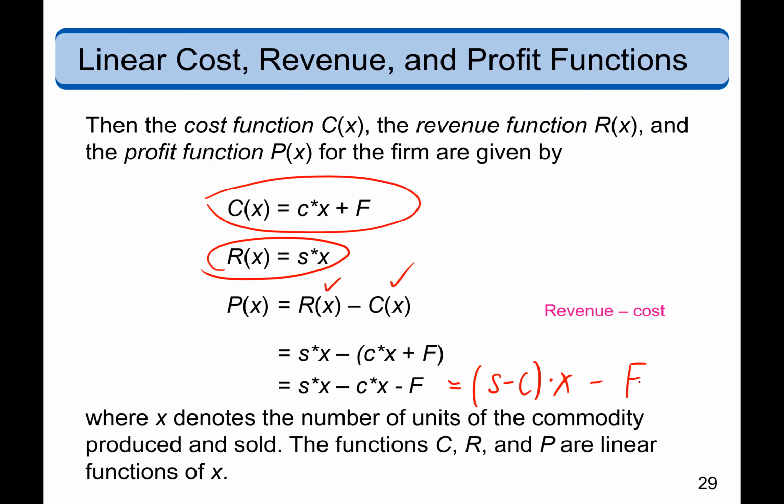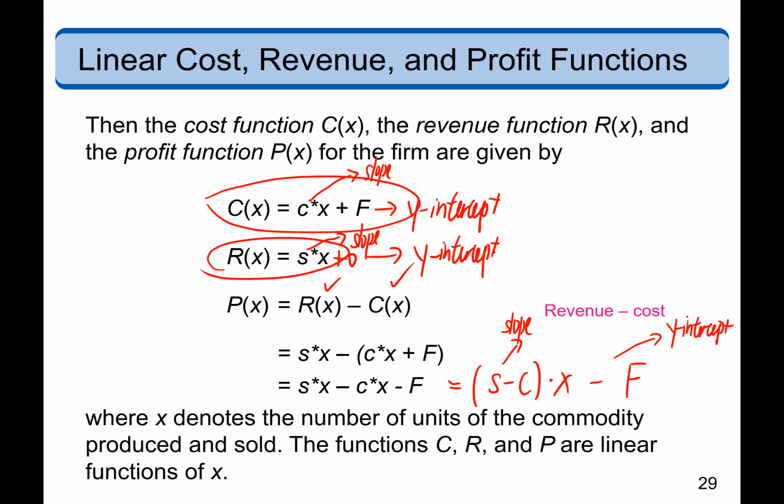And here, S minus C is what we call the slope, if you look at it from the linear equation. And negative F is what we call the y-intercept, right? Same thing in the cost function: C is the slope and F is the y-intercept. In the revenue function, S is the slope and the y-intercept is 0, so we can just add a 0 to that. All of these are linear functions, and a linear function has two important elements, slope and y-intercept. Once you separate them, you will be able to identify them. So they are linear functions.